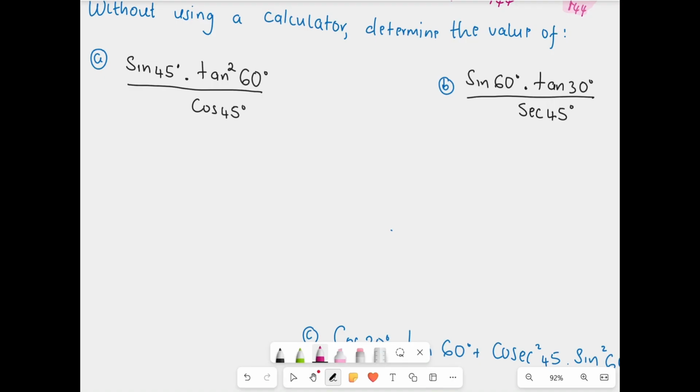So what is sine 45? Sine 45 is the same as square root of 2 over 2 multiplied by, what is tan 60? Tan 60 is the same as the square root of 3, but there is squared, you just put squared. All divided by, what is cos 45? Cos 45 is root 2 over 2. And now you can see from here that this and that will cancel out. You are left with square root of 3 all squared. So the answer will be 3 here.